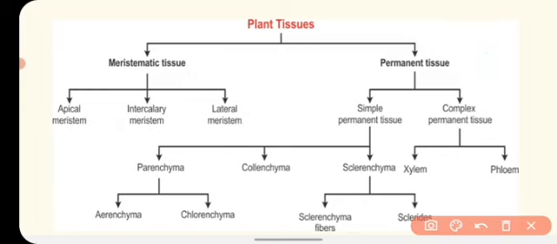And now the permanent tissue is of two types: simple permanent and complex. Simple permanent tissue has only one kind of cells, similar kinds of cells, all the cells are the same. And complex permanent tissue is the tissue which has more than one type of cells. Simple permanent tissue is of three types: parenchyma, collenchyma, sclerenchyma. These two are the living cells. This performs the function of storage, this gives the elasticity and strength, and this also gives the support and strength to the cell. And this is made up of dead cells.